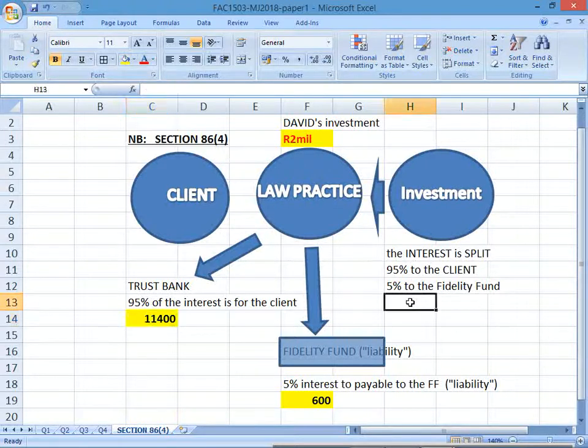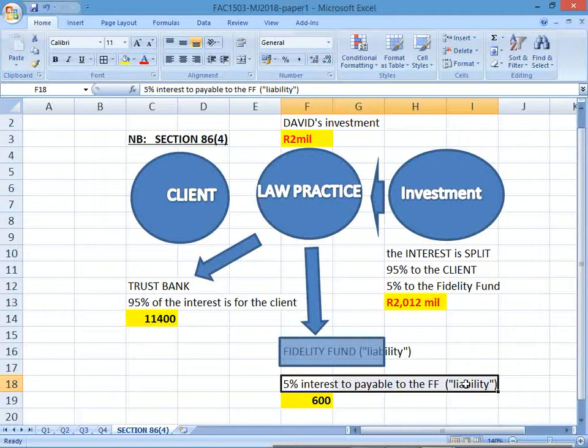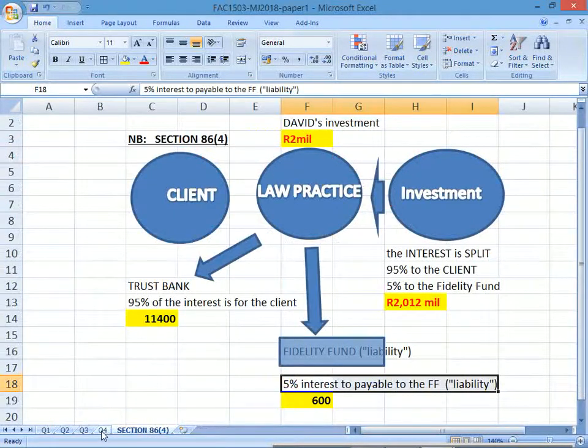the investment paid back, let's put that in as well so we can see the interest part. 2,012. Right, so that 2.012 million is being paid out by the investment, and the interest would be 95 to the client and 5 to the Fidelity Fund. Okay, so let's record that. Let's go back to our solution.